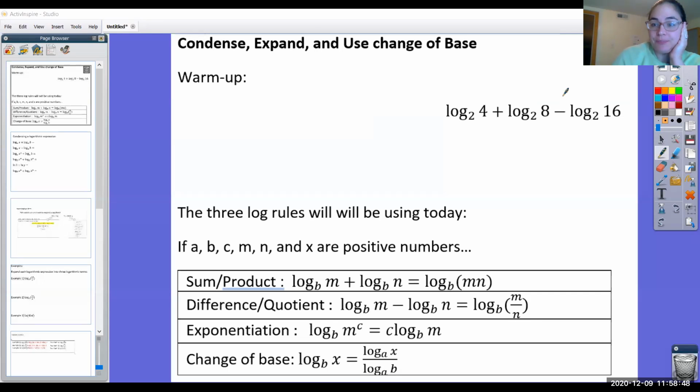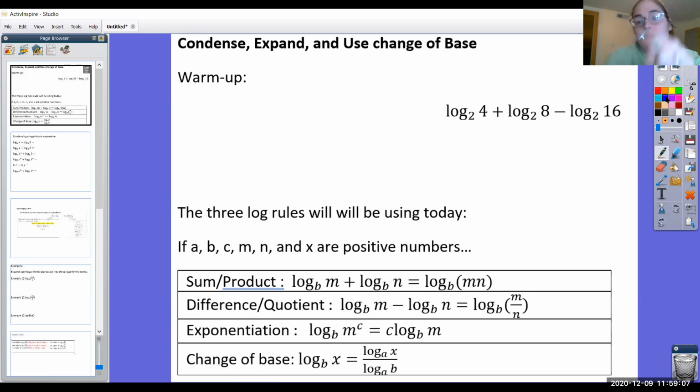Hi everyone. So in this video, I'm going to talk about condensing, expanding logs, and using change of base formula. So I'm going to try something a little bit different. I'm going to be using ActiveInspire to try to explain these three concepts. So let me know, email me, let me know how it goes. So again, like I said, we're going to do three things today. We're going to condense logarithmic expressions, expand them, and then finally use change of base.